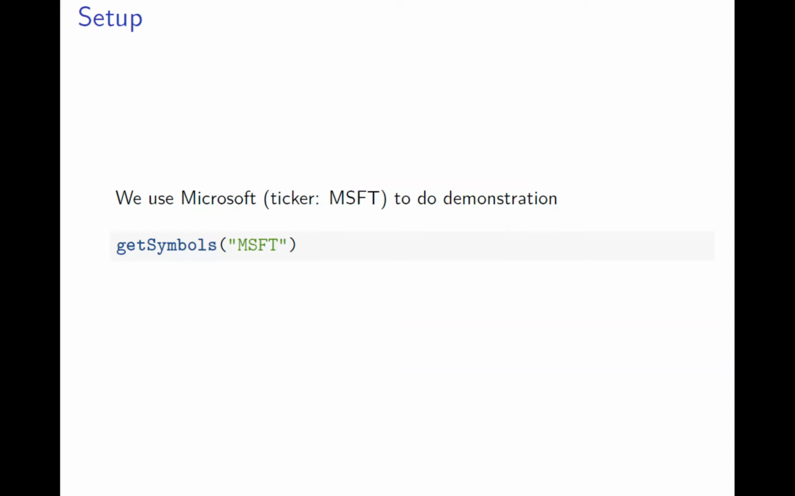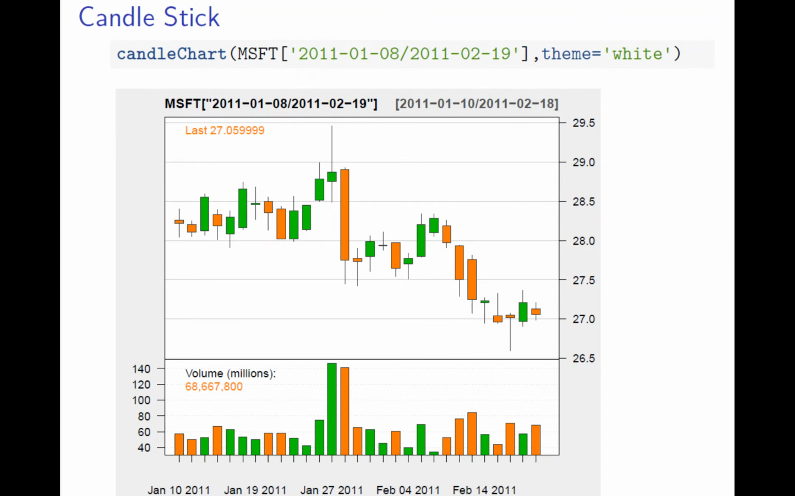To illustrate, we'll use Microsoft data. An example of the candlestick is like this. Sometimes you can find it in the trading terminal. If you use Quantmod, you can go candle chart, and then this is the result you have. This is a candlestick. Sometimes we also look at the volume too, but mainly it is the price here.